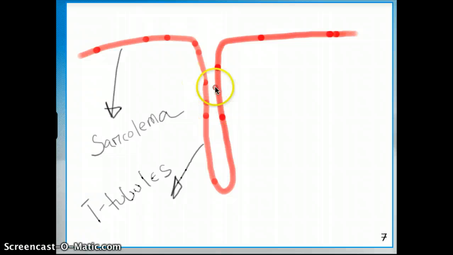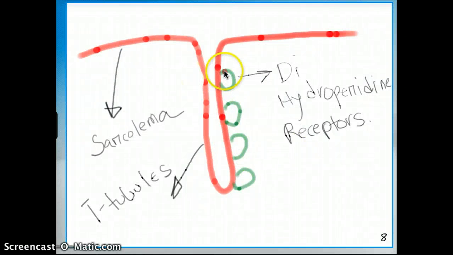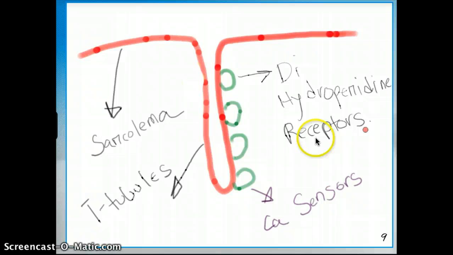So moving on, again this is the sarcolemma invaginating, forming the T-tubule, and then in these T-tubules there are these receptors, these green bubbles called the dihydropyridine receptors. Dihydropyridine receptors are calcium sensing receptors. Okay, they are going to release calcium onto the T-tubules.